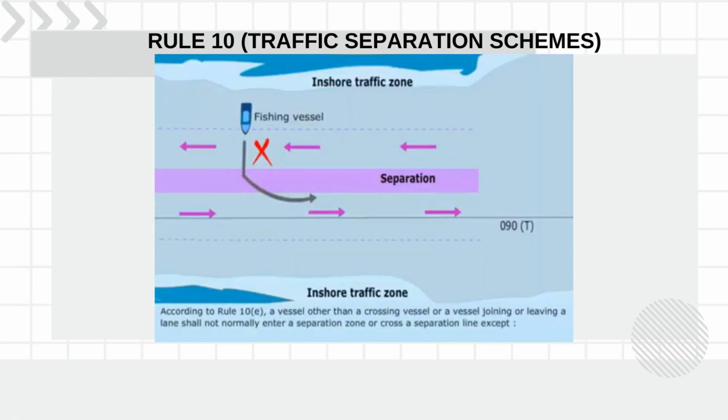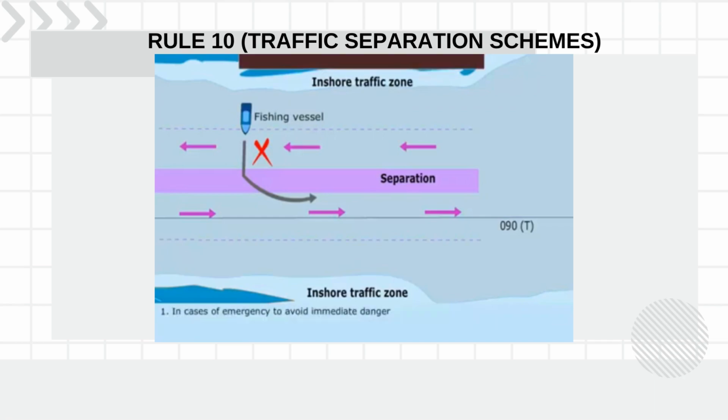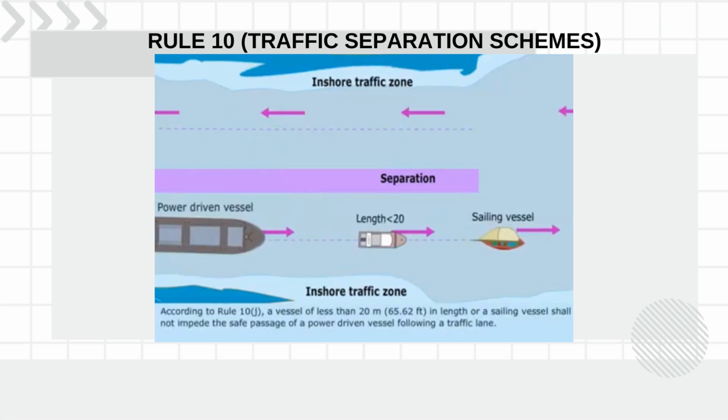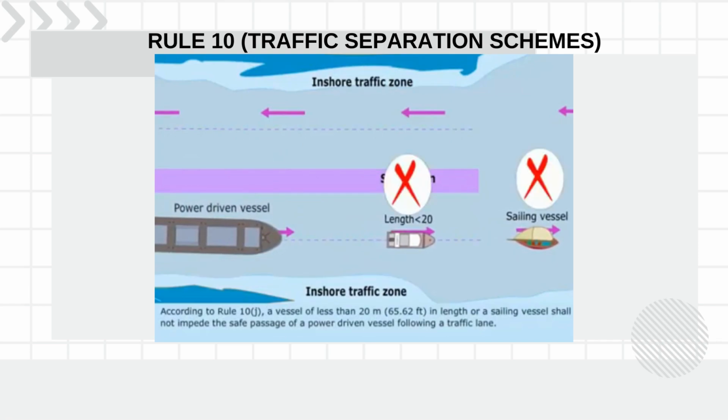According to Rule 10E, a vessel other than a crossing vessel or a vessel joining or leaving a lane shall not normally enter a separation zone or cross a separation line except 1. In cases of emergency to avoid immediate danger. 2. To engage in fishing within a separation zone. According to Rule 10J, a vessel of less than 20 meters, or 65.62 feet in length, or a sailing vessel shall not impede the safe passage of a power-driven vessel following a traffic lane.